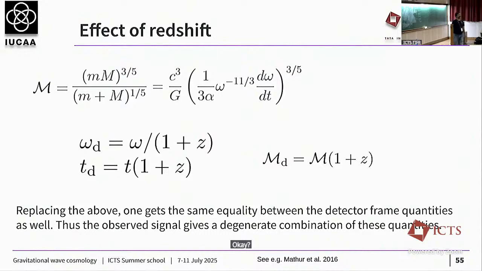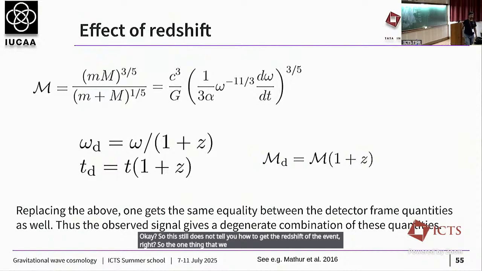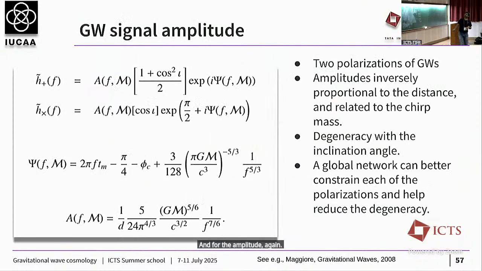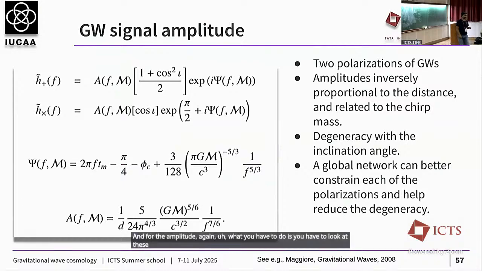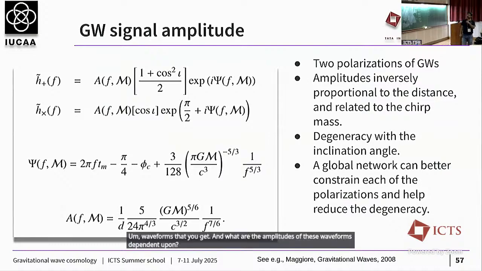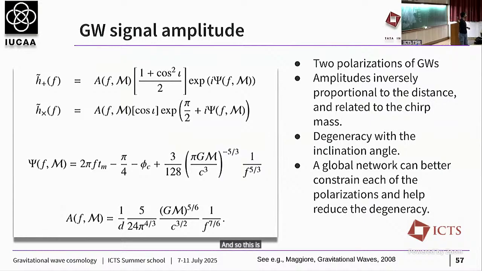So this still does not tell you how to get the redshift of the event. The one thing we have not used so far is the fact that there is also an amplitude to the gravitational waves. Thus far we have only used the shape of the signal, not the amplitude. For the amplitude, you have to look at these waveforms and ask what the amplitudes depend upon. This is now a higher order expansion, so we are not using just Newtonian gravity here.